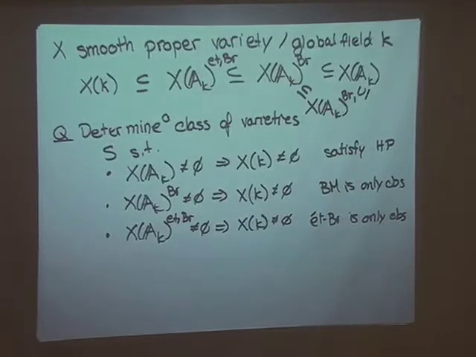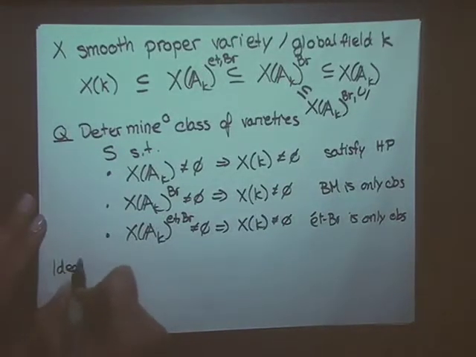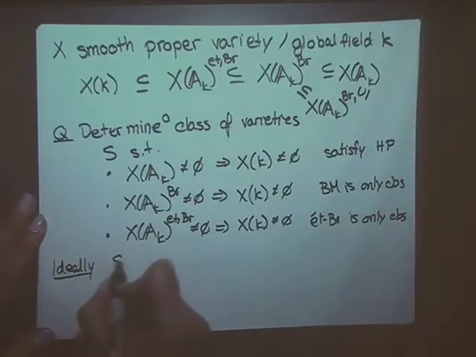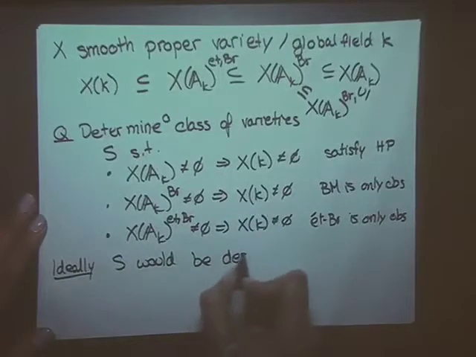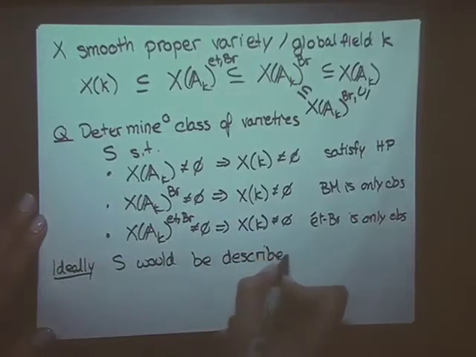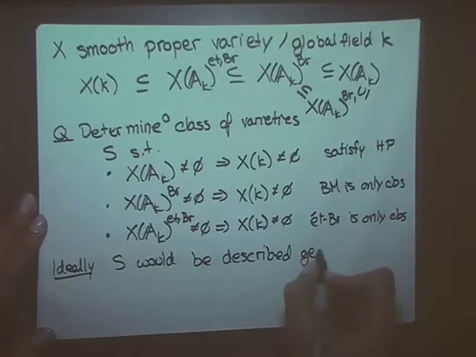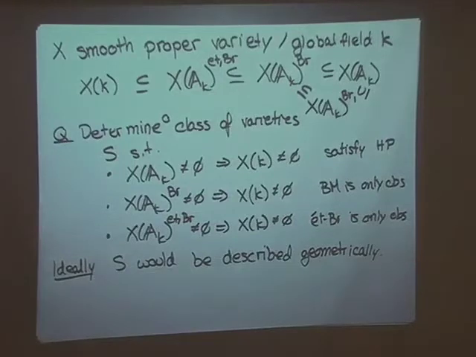So ideally, S would be described purely geometrically, without any regard to the arithmetic. That's one way to make sure that I'm not giving you a stupid definition of a set that is just tautological. Okay, so what are some examples of this?